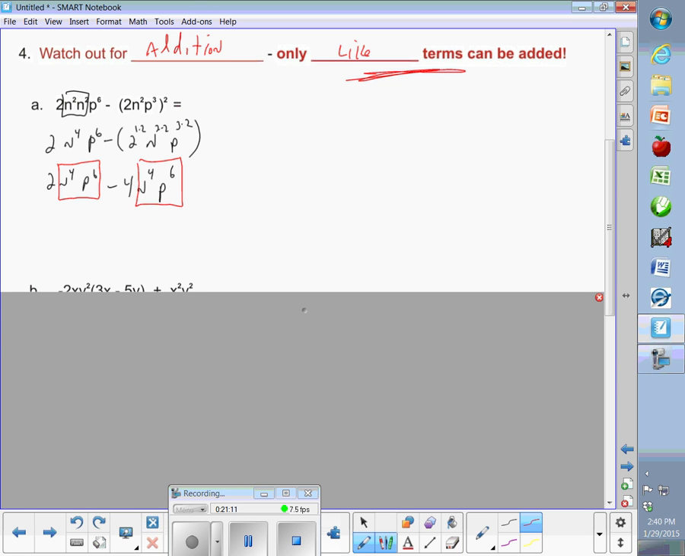Right? And from day one, this is what I tried to teach you. 2 of them, positive 2 of them, and a negative 4 of them gives you what? A negative 2 of them. And what are the thems? An n to the 4th, p to the 6th, right? A negative 2 of the like terms. 2 apples minus 4 apples, negative 2 apples, right? It's 2 of them minus 4 of them leaves you a negative 2 of them.